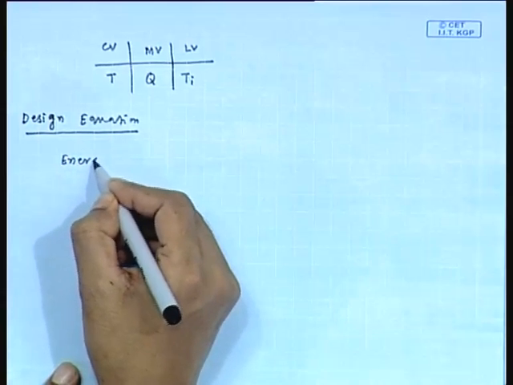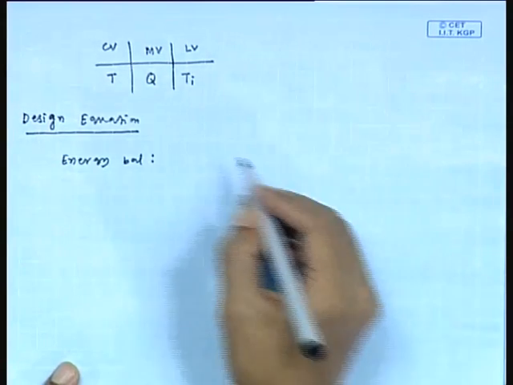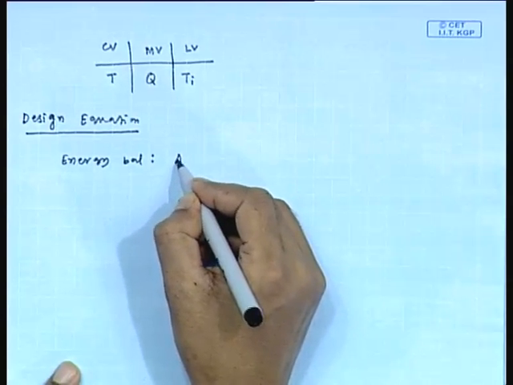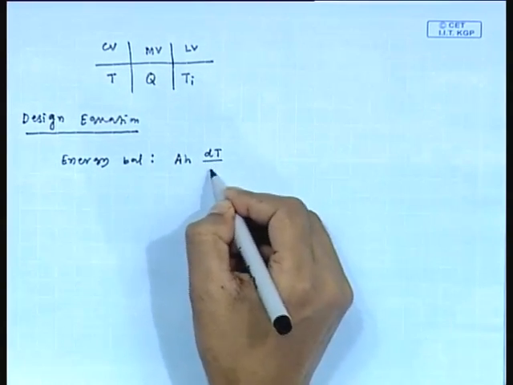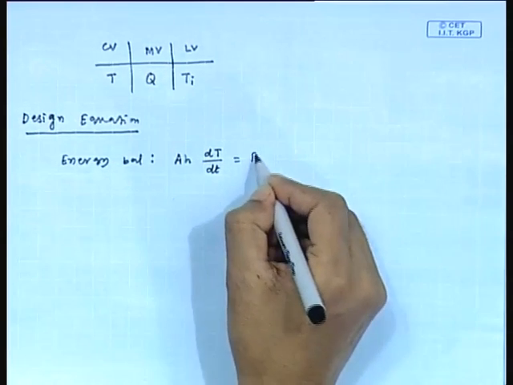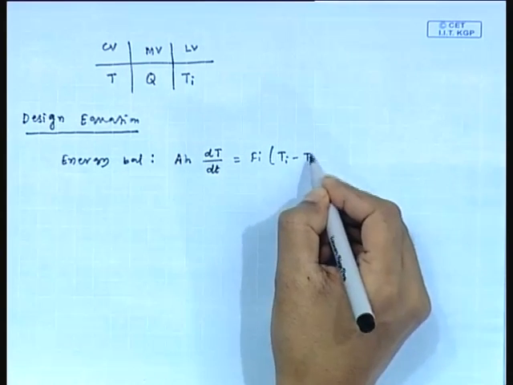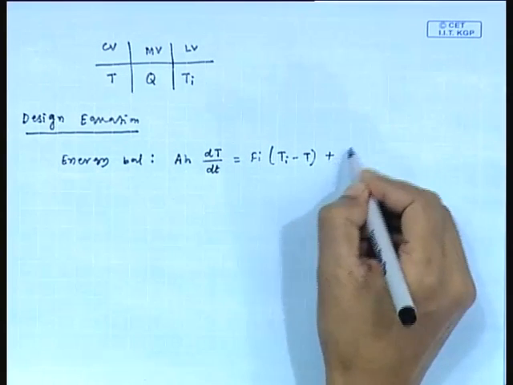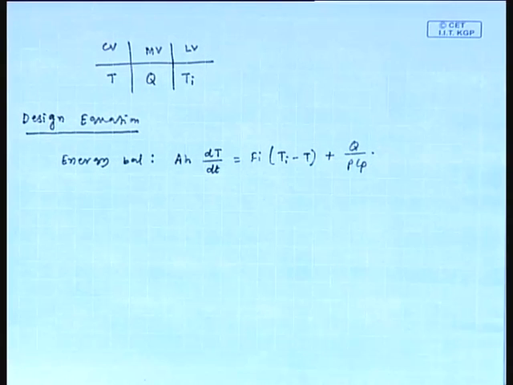So, we will start from the energy balance equation, which is A H d capital T d small t equal to Fi (Ti minus T) plus Q divided by rho Cp. This is the energy balance equation which we have written earlier.